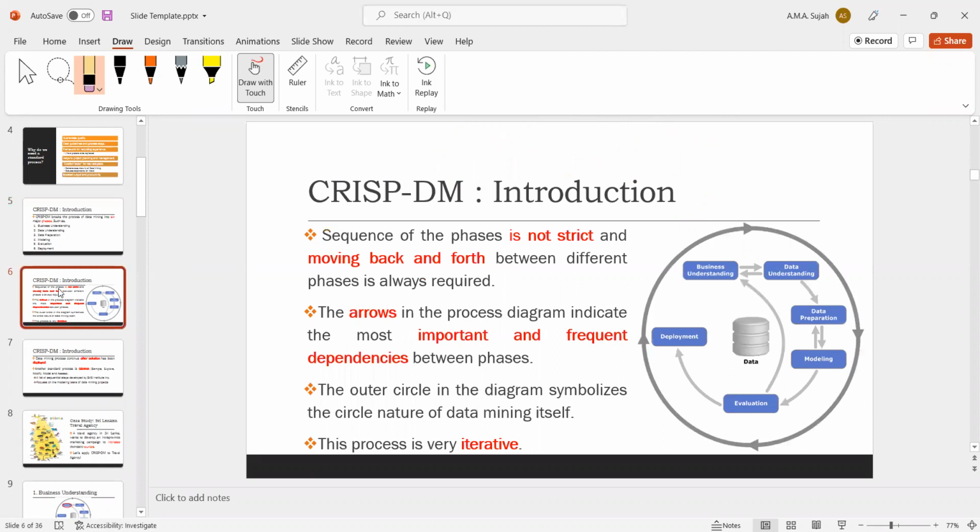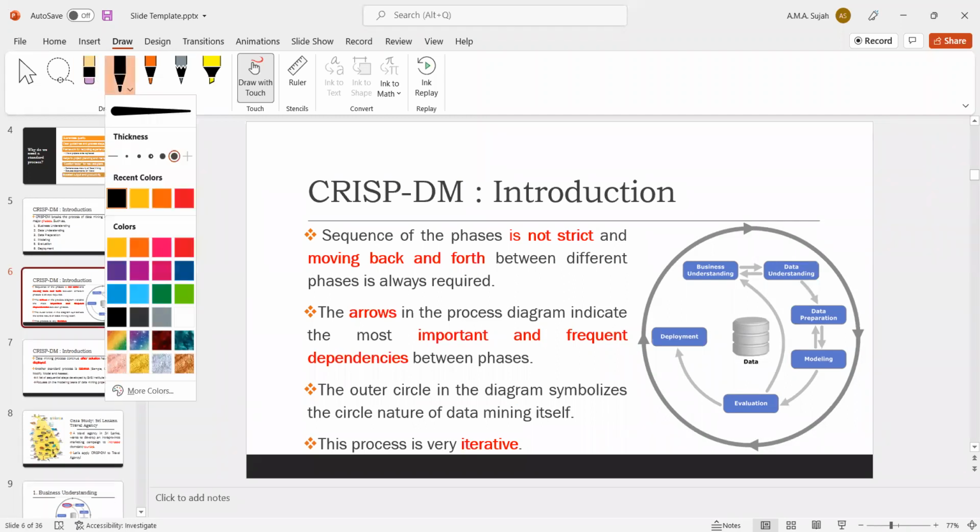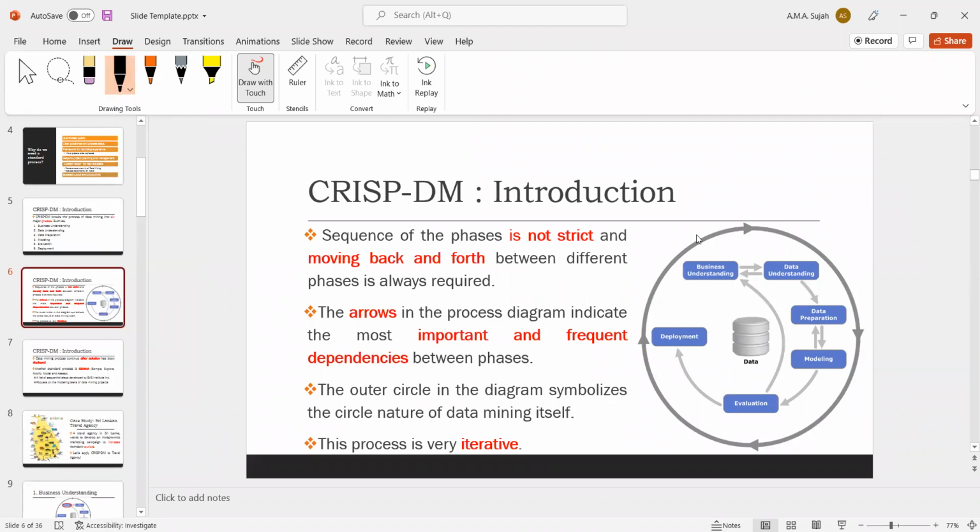Okay, we can move to this. This is the diagram we need to follow. This is the first step. You need to understand the business. Give me a minute. This is the first step, business understanding, then data understanding, data preparation, modeling, evaluation, and deployment.